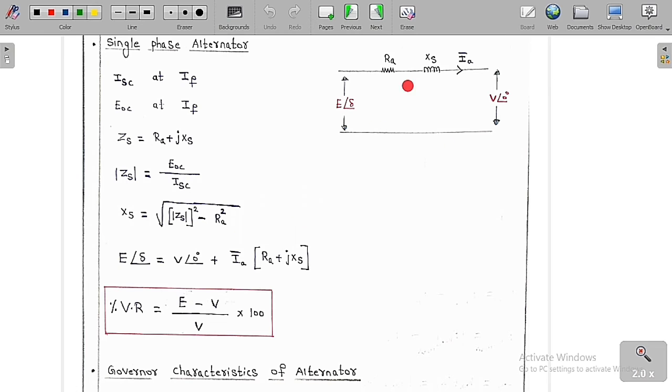Then if you write the EMF equation, I have already told you, E at an angle of delta is equal to V at an angle of 0 degree plus IA bar into RA plus JXS. So from this equation, we are going to get the value of E also. Then what is the voltage regulation? E minus V by V into 100. These things I have already told you. This is the EMF induced and this is the terminal voltage. E minus V by V into 100 is called the percentage of voltage regulation.